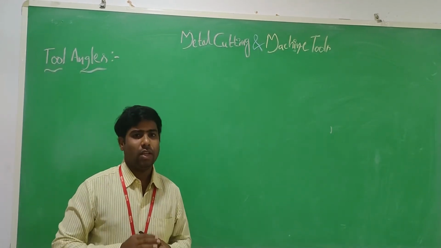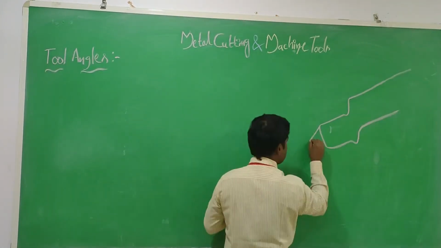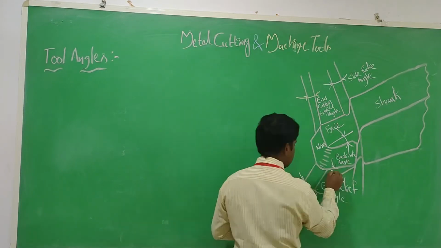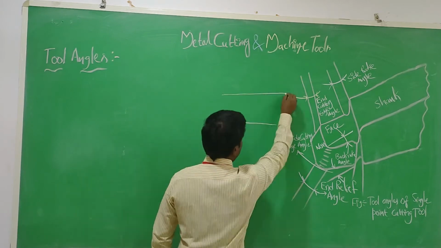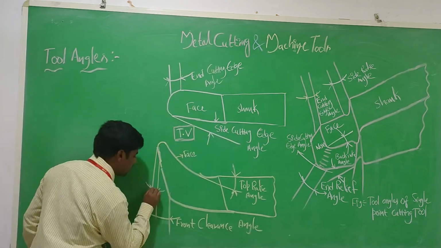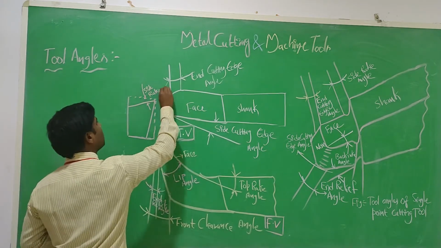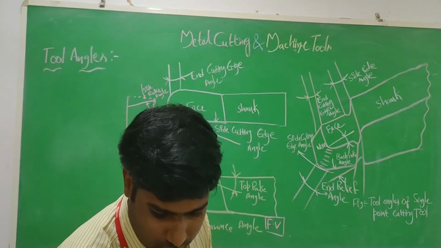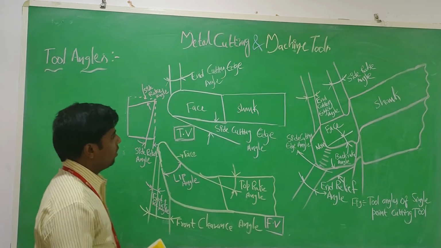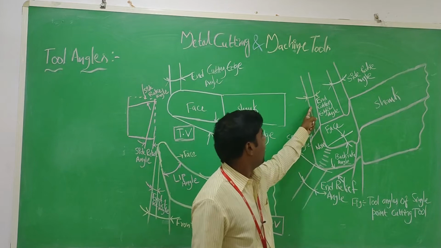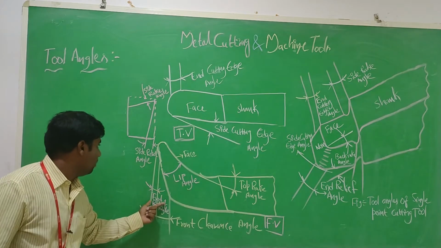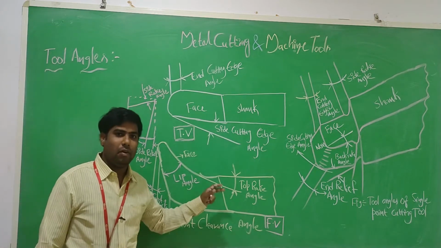So we have different types of tool angles. I'll draw a small figure. So coming to tool angles, we have n number of tool angles like side rake angle, back rake angle, end cutting edge angle, end relief angle, side relief angle, and so on. We have n number of rake angles.